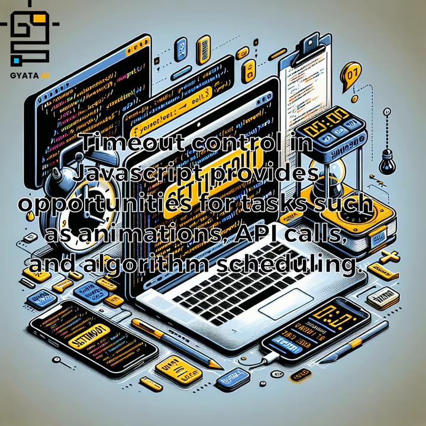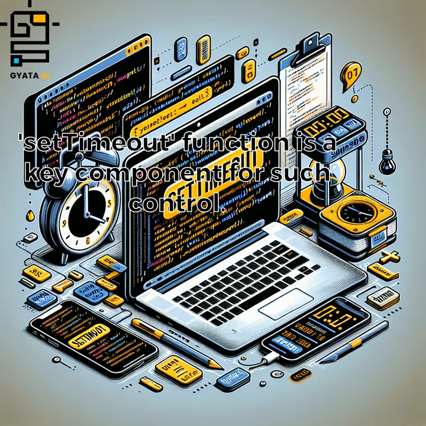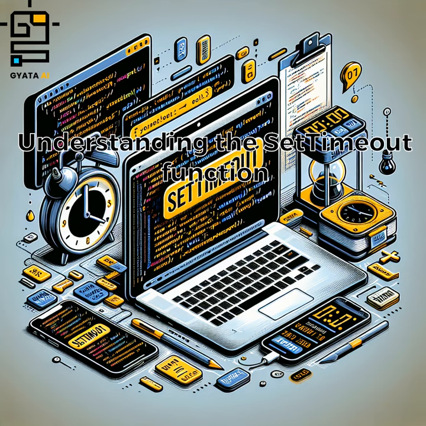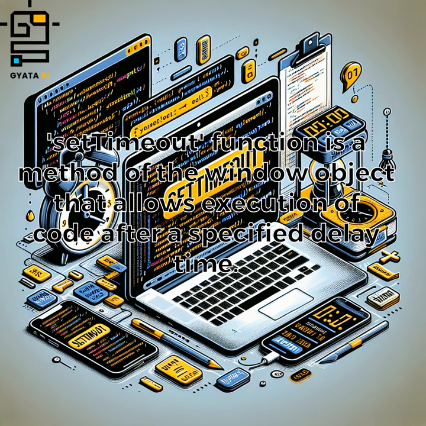Introduction. Timeout control in JavaScript provides opportunities for tasks such as animations, API calls, and algorithm scheduling. The setTimeout function is a key component for such control. This function is part of the Web API provided by the browser and not part of the JavaScript language itself. Understanding setTimeout: the setTimeout function is a method of the window object that allows execution of code after a specified delay time.